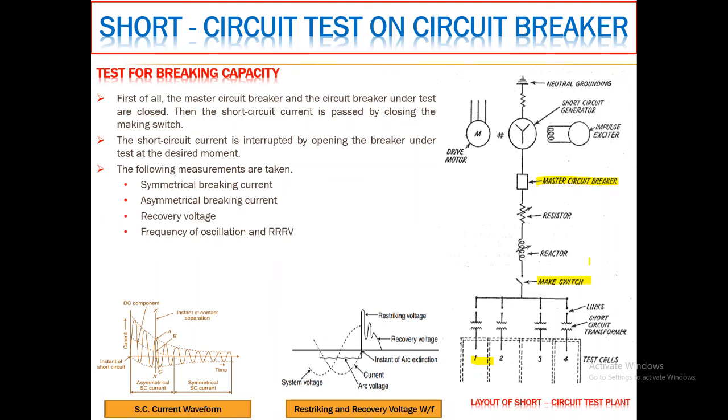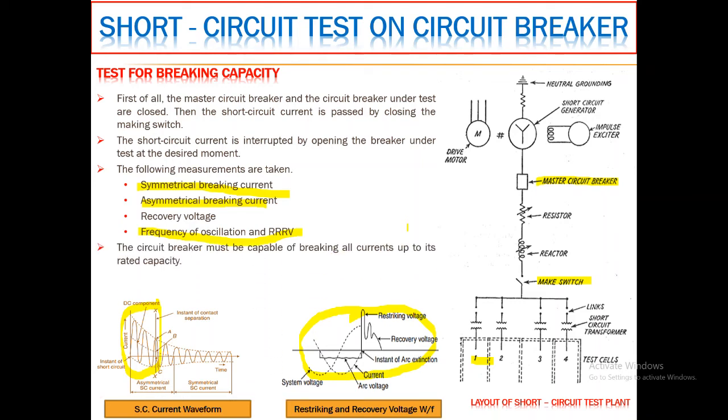The measurements which the engineers have to take from this test are the symmetrical breaking current, and second, the asymmetrical breaking current, which you can observe from this area, the recovery voltage, the frequency of oscillations and the rate of rise of restriking voltage. These are the two normal waveshapes one has to capture while performing the breaking capacity test.